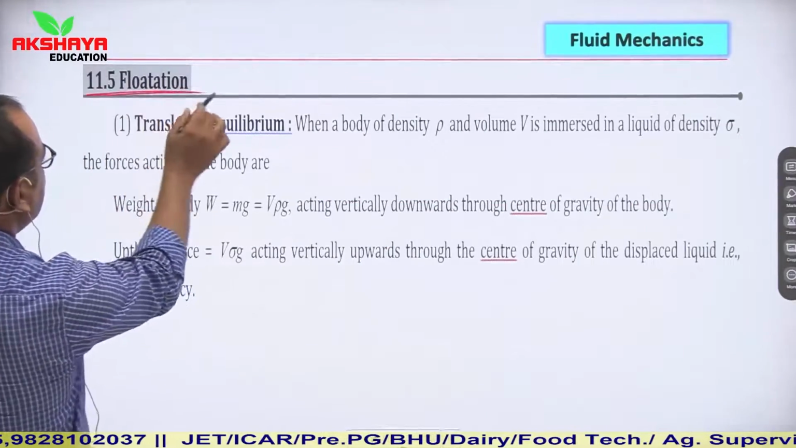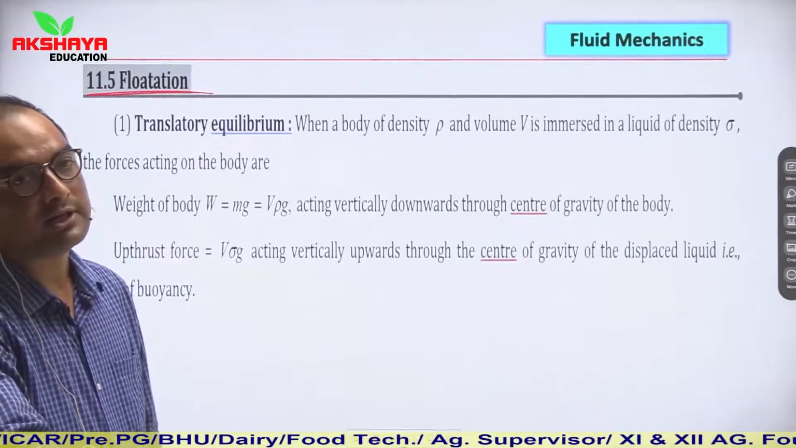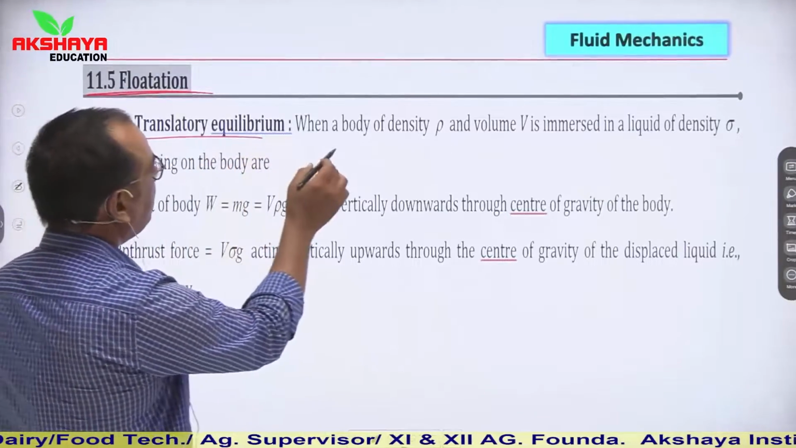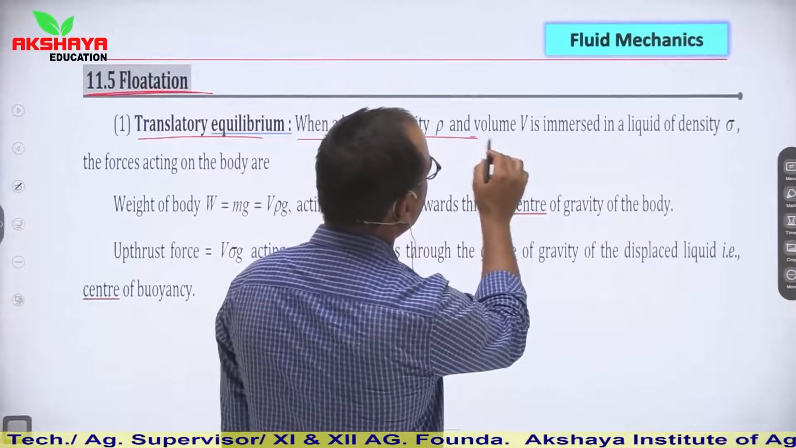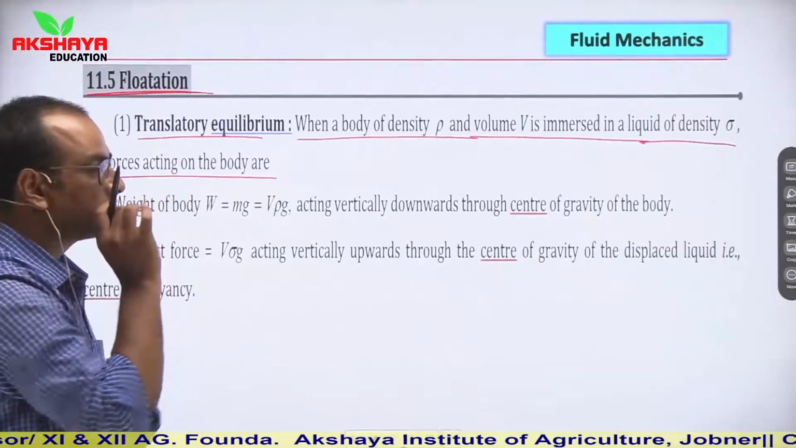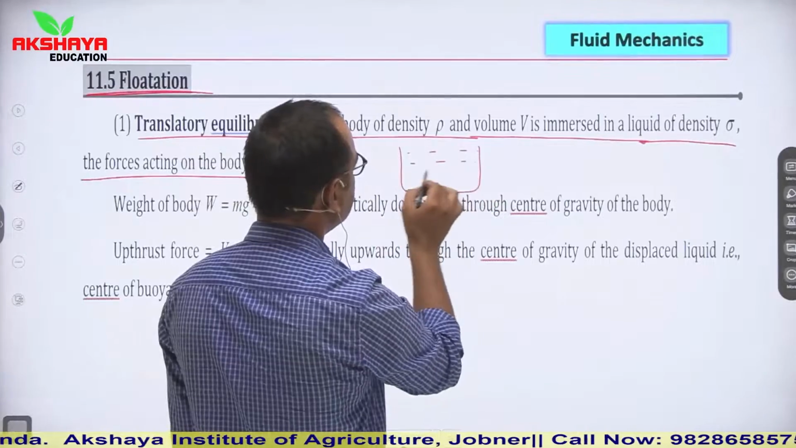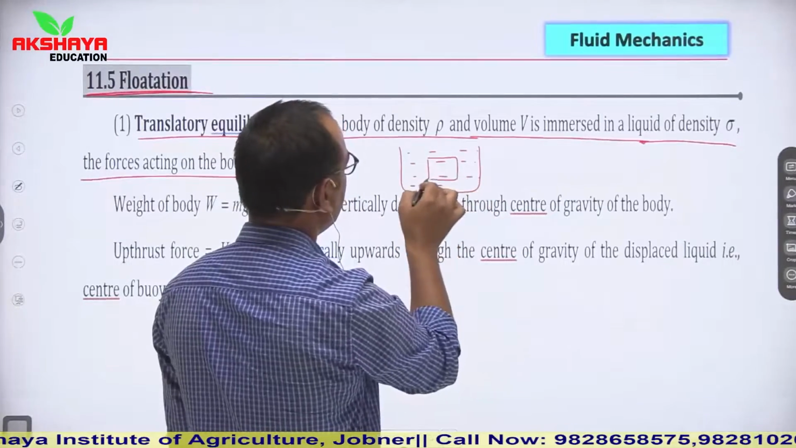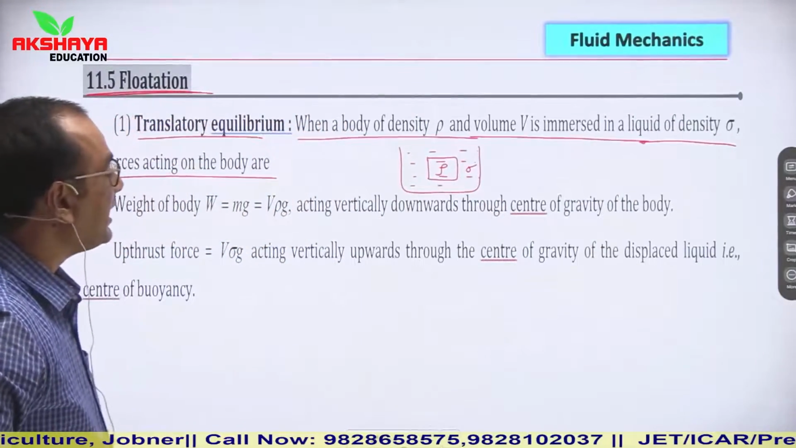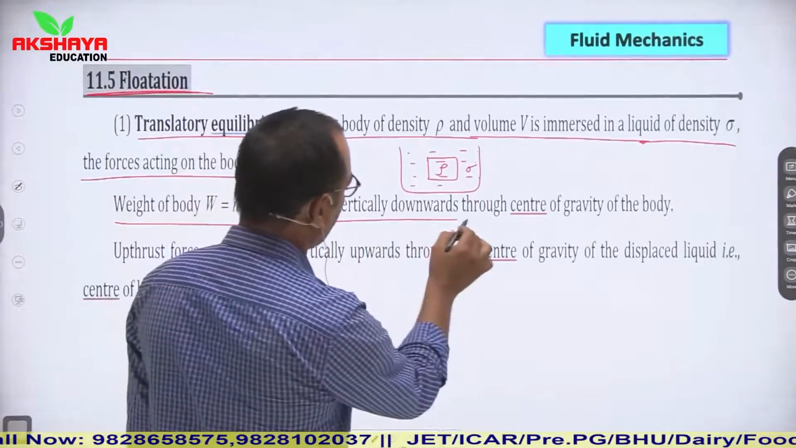Then flotation. Concept of floating. So the concept of floating is based simply on the density of the substance or body and the density of the fluid. So translatory equilibrium: when a body of density rho and volume V is immersed in a liquid of density sigma, the forces acting on the body are, let us say this is the body, its density is rho and the density of this fluid is sigma. So here the net forces are the weight of the body. So the weight of the body is V rho g. It always acts vertically downwards.